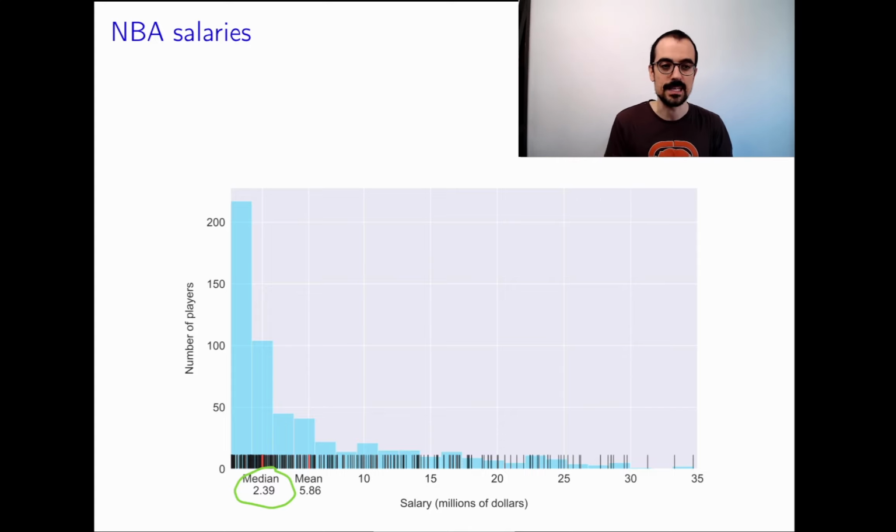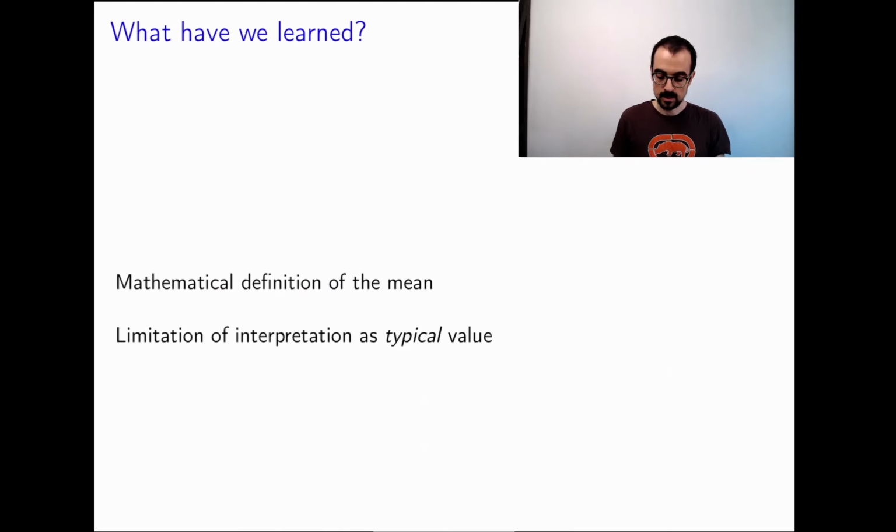The mean has this limitation. It can be extremely distorted by extreme values. Okay, so what have we learned? We have learned the mathematical definition of the mean, and we have learned an important limitation, which is that it can be very distorted by extreme values.